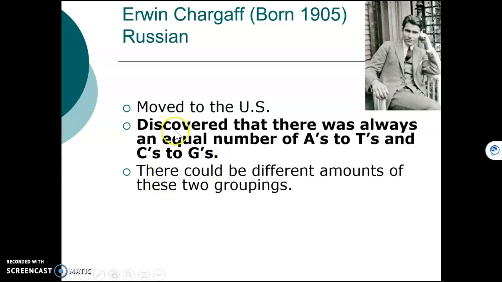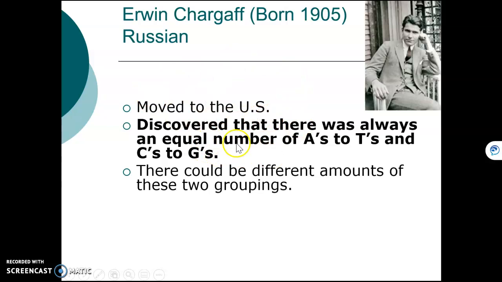What I do want you to know, and what I want you to put in your notes, is this bolded statement right here. So Chargaff moved to the United States to do his research, and when he did that, what he discovered is there's always equal numbers of A's and T's and C's to G's. Well, this makes sense because we just found out that they go together. So it's like making couples at prom. If you're making boy-girl couples, you got to have 1 boy for every girl. So A and T's together, C's and G's together. So if you want 20 couples, you got to have 20 of each.